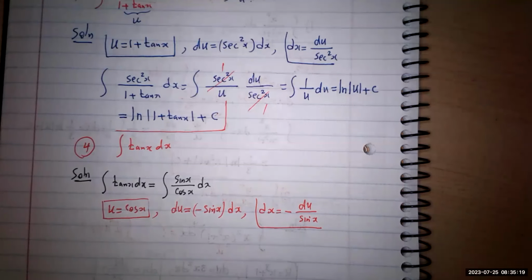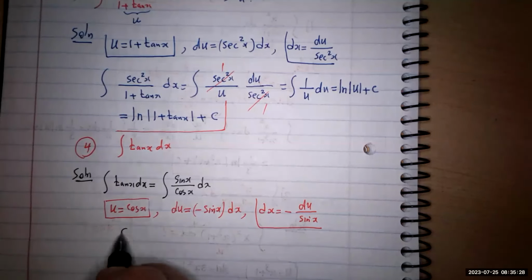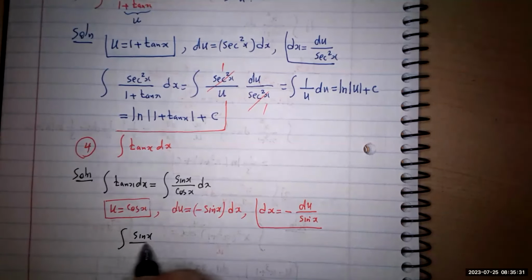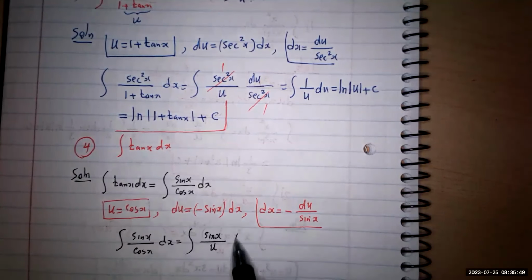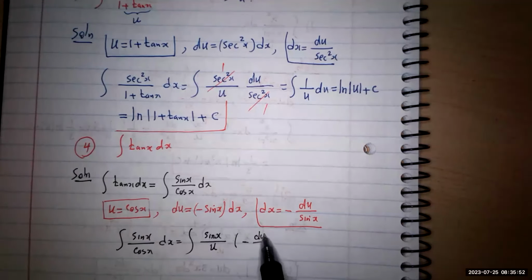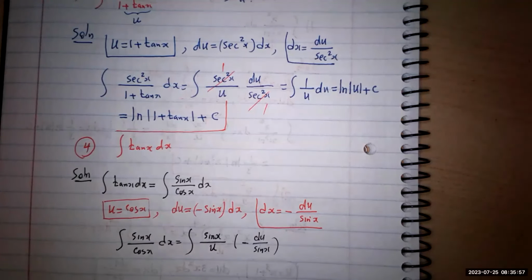Now go back and substitute here to see what situation we have. We are looking for the integral of sine x over cosine x dx. We don't have anything to substitute for the sine, don't worry. But the cosine x is the one that we call u. Then the dx is times negative du over sine x. Now, as you can see, the sine and the sine would cancel out, but the top is 1.